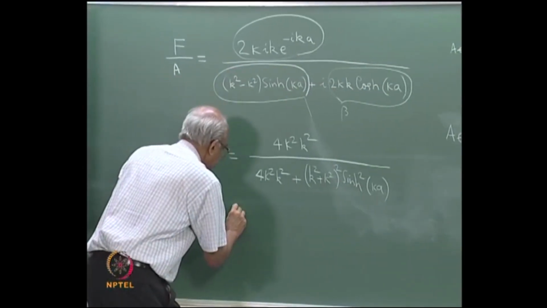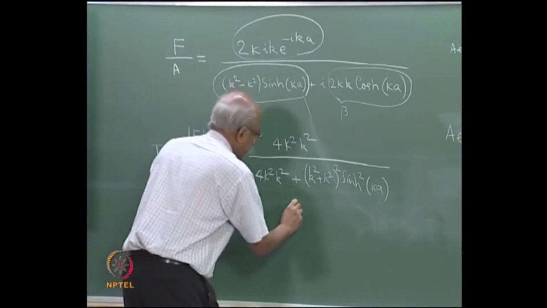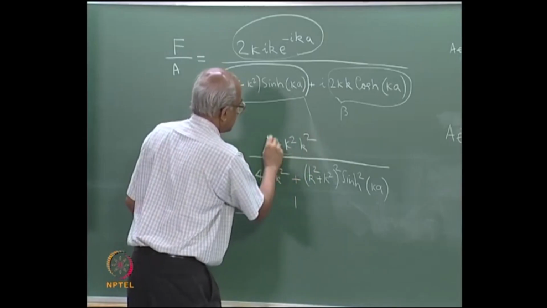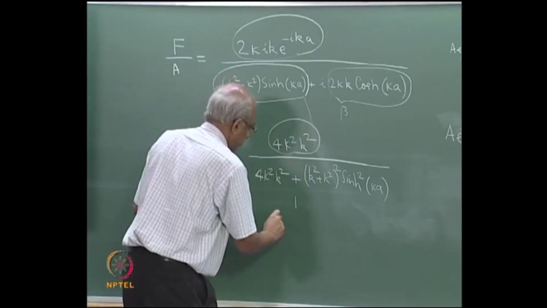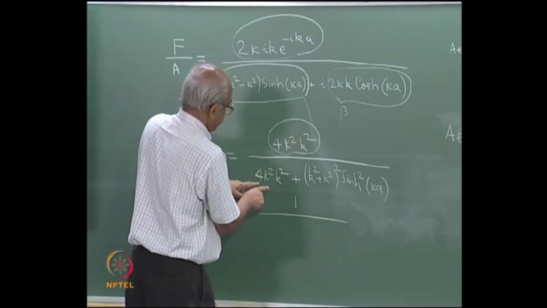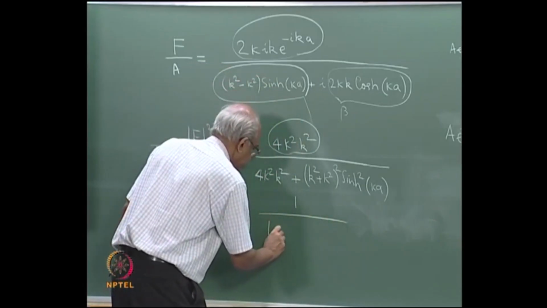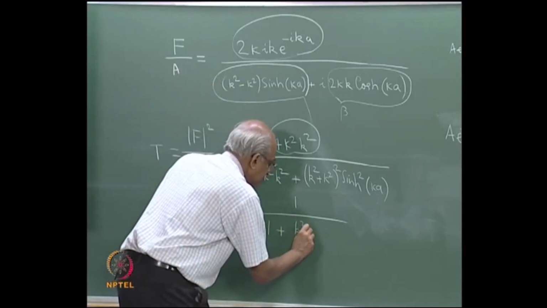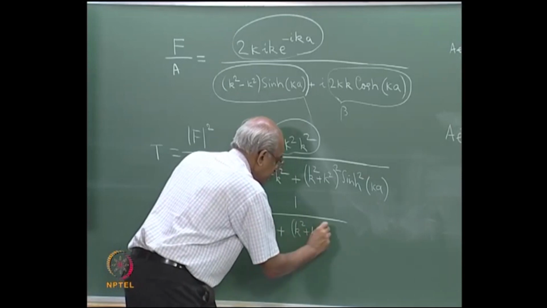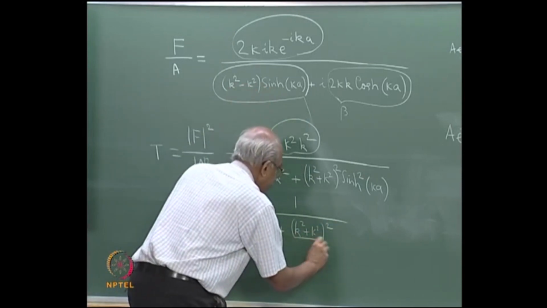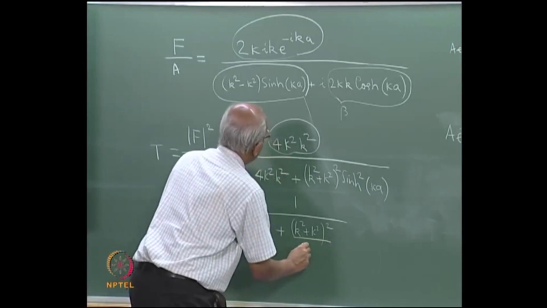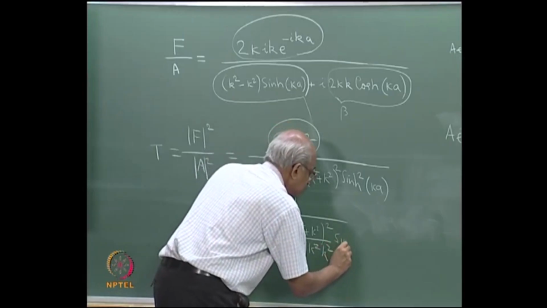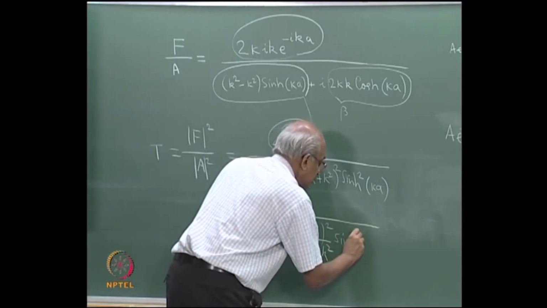And we can write it in an even simpler form by saying that, okay, I will divide numerator and denominator by this term. So therefore you will have a 1, and if you divided the denominator by that term, you will have a 1 here also. So therefore you will have 1 divided by 1 plus (k square plus kappa square) the whole square divided by 4 kappa square k square sinh square kappa a.